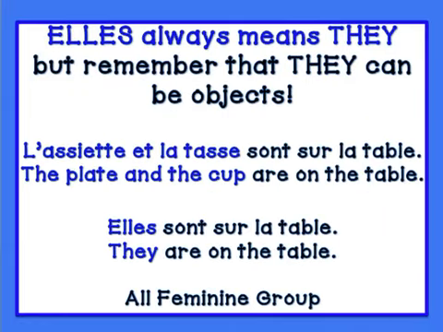And finally, elles always means they, but just like ils, they can be objects. Both of the objects, or all of the objects, must be feminine if you're going to use elles. For example, l'assiette, which means the plate, and la tasse, which means the cup, are two feminine words. L'assiette et la tasse sont sur la table. So, the plate and the cup are on the table. If I want to say they are on the table, I say elles sont sur la table.